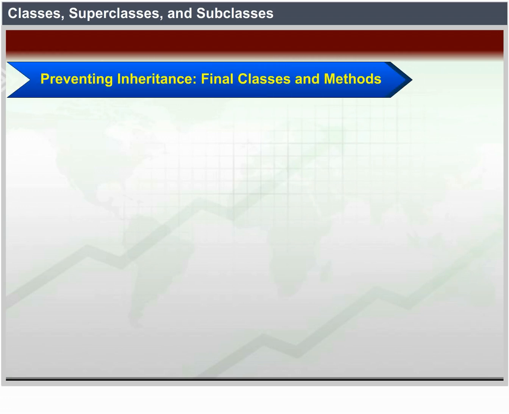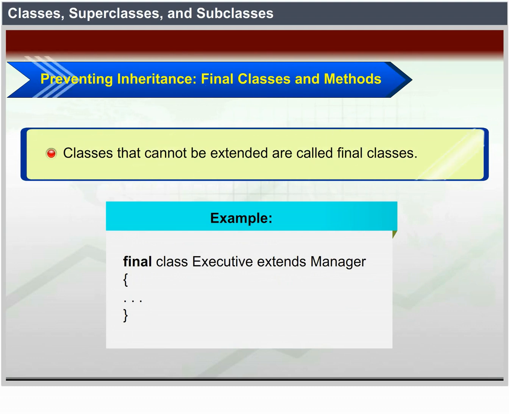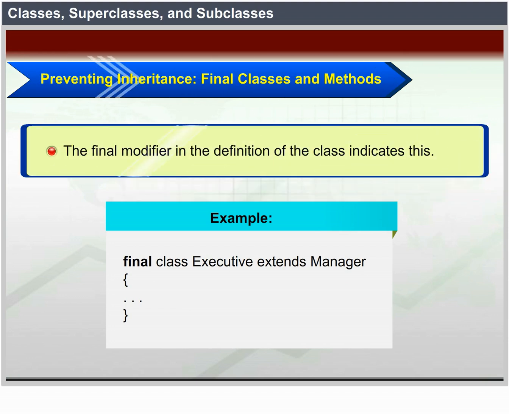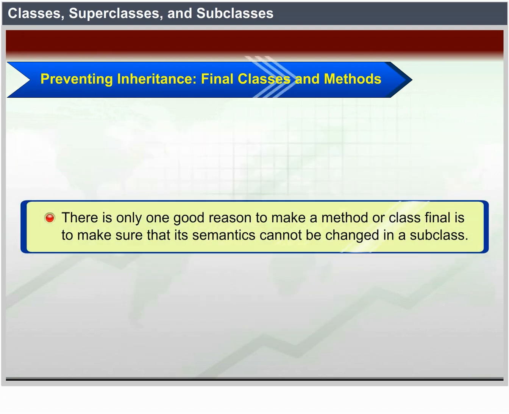Preventing inheritance. Final classes and methods. Classes that cannot be extended are called final classes. The final modifier in the definition of the class indicates this. Example: final class Executive extends Manager {}. There is only one good reason to make a method or class final: to make sure that its semantics cannot be changed in a subclass.